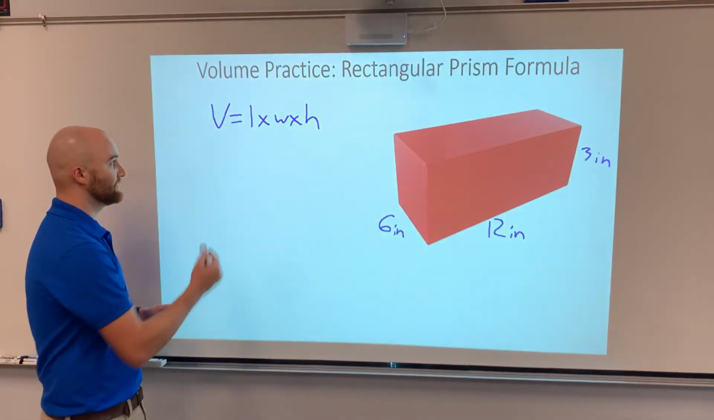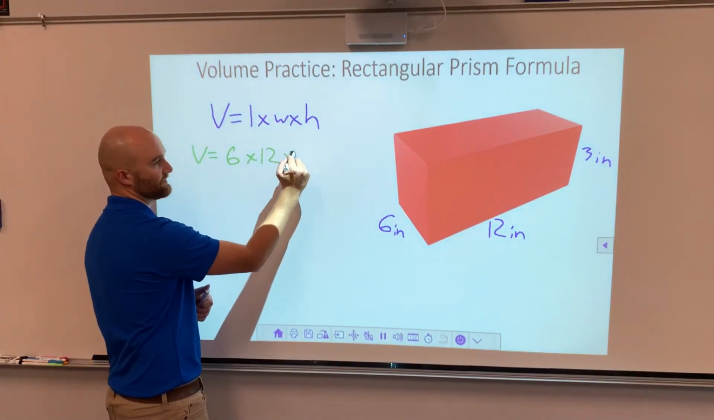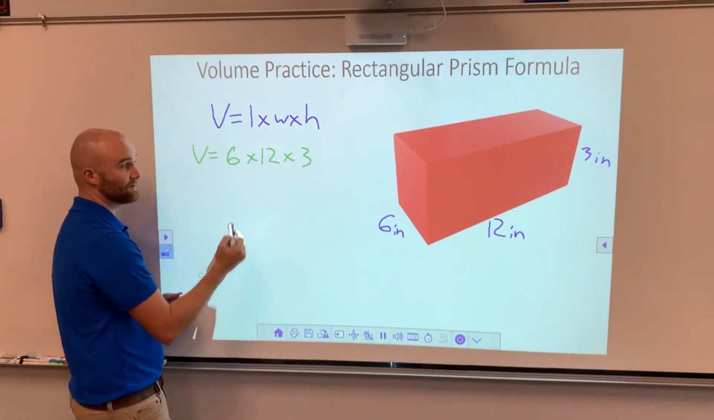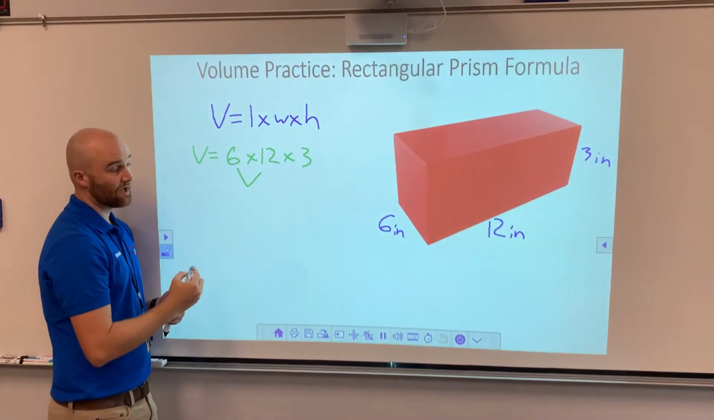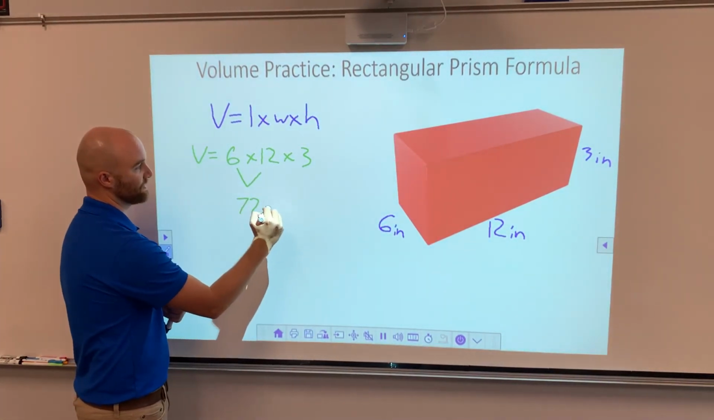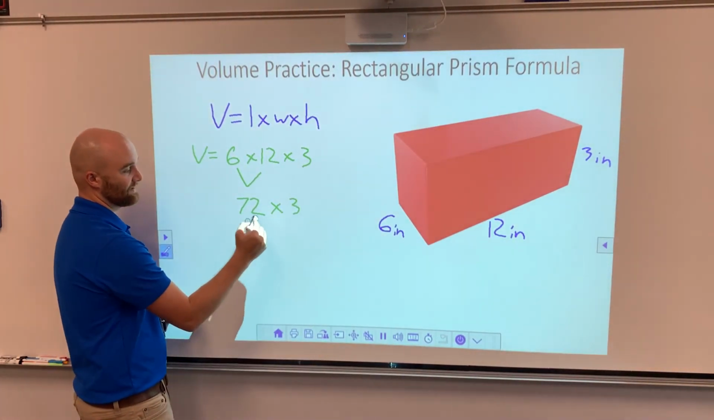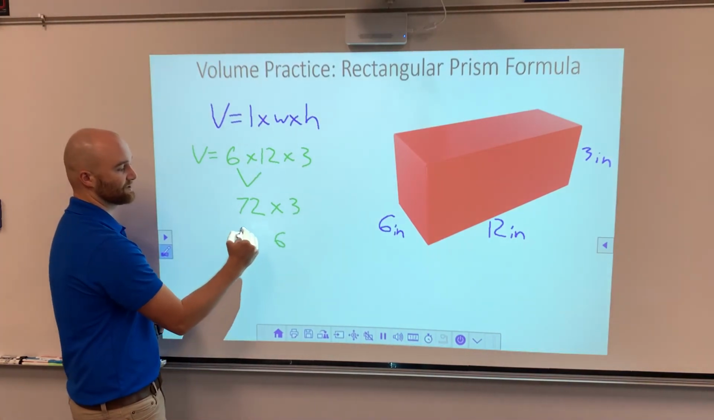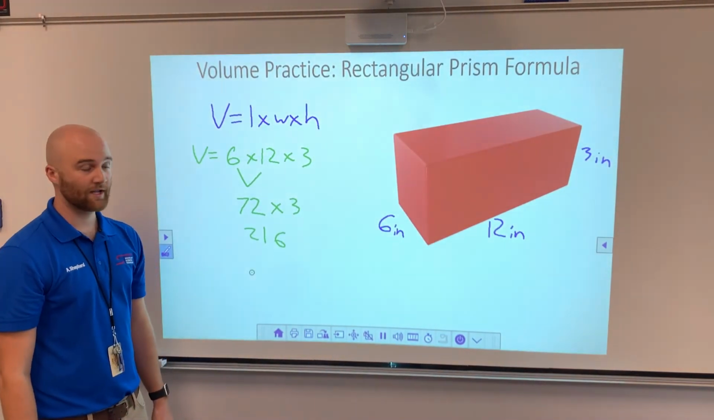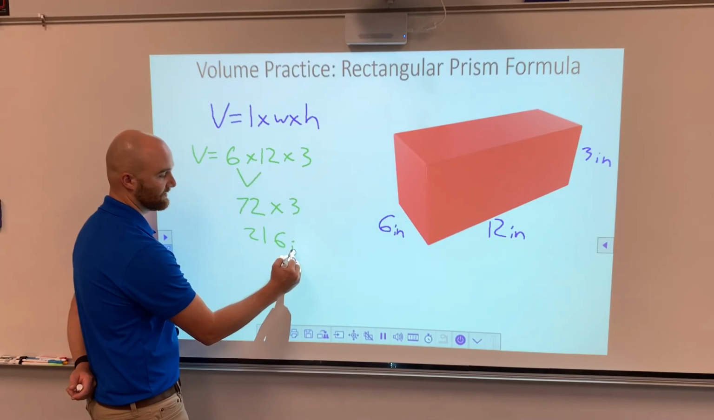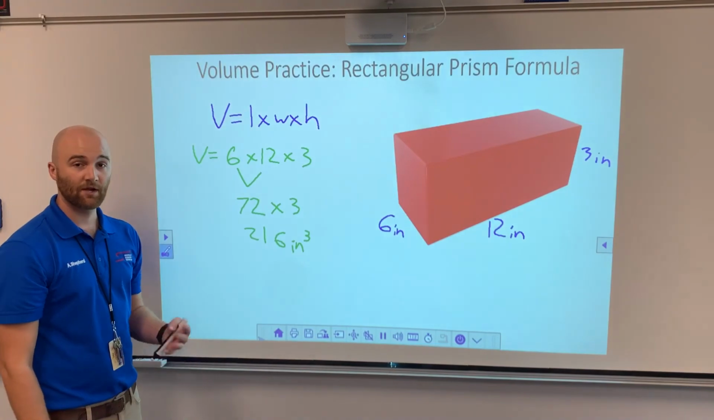Okay, when you go to solve it, I plug in the numbers that I know. Volume is equal to 6 times 12 times 3. The first thing I'm going to do is use the order of operations to say I need to do 6 times 12 first. 6 times 12 is 72. Then I'm going to do 72 times 3. 3 times 2 gives me 6. 3 times 7 gives me 21. 216. If I just wrote 216, I would get the wrong answer because this is 216, not regular inches, but inches cubed. All right, I hope this helped, and I hope to see you again soon.